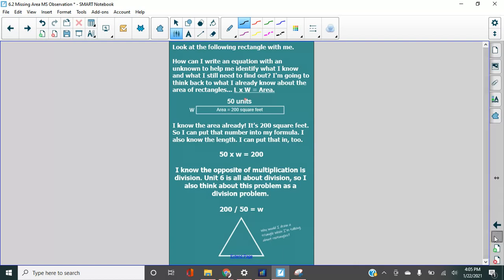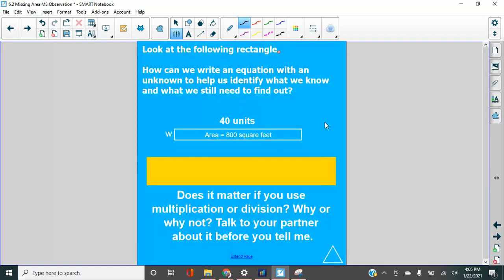All right, I am going to get us to this rectangle here. This says, how can we write an equation with an unknown that will help us to identify what we know and what we still need to find out? So if you're thinking this looks kind of like the first one, it does, right? We have 40 here times something equals 800. All right, we know that it's going to be a division or multiplication. Does it matter if we use multiplication or division? Does it matter why?